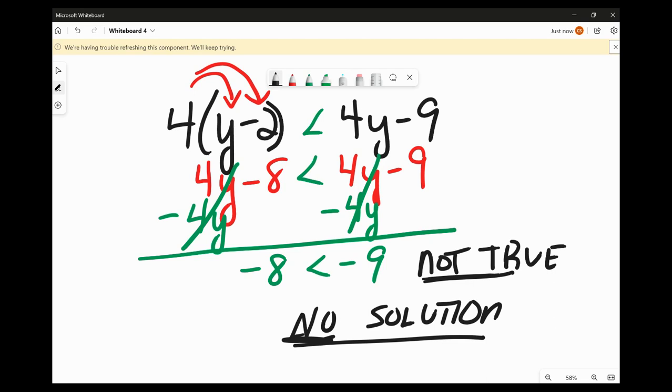If there's no variable and it's a true statement, it would be all real numbers. And for everything else, you should have a variable, and it should be greater than, less than, greater than or equal to, or less than or equal to a number. And that's how you would solve multiple step inequalities.